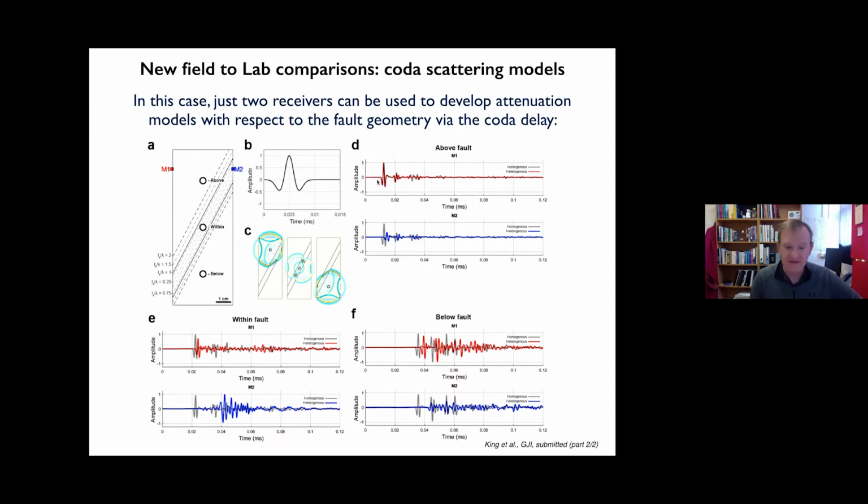And we're hoping in the future to use this kind of approach and to better understand the attenuation inherent in our lab scale samples as a comparison to field data. So I won't say more about that, but watch this space.